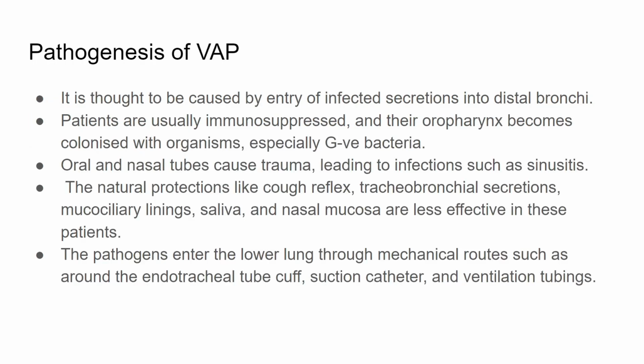Pathogenesis of VAP. It is thought to be caused by entry of infective secretions into distal bronchi. Patients are usually immunosuppressed and their oropharynx becomes colonized with organisms, especially gram-negative bacteria. Oral and nasal tubes can cause trauma, leading to infections such as sinusitis. The natural protection like cough reflex, tracheobronchial secretions, mucociliary linings, saliva, and nasal mucosa are less effective in these patients. The pathogens enter the lower lung through mechanical routes such as around the tracheal tube cuff, suction catheter, and ventilation tubings.